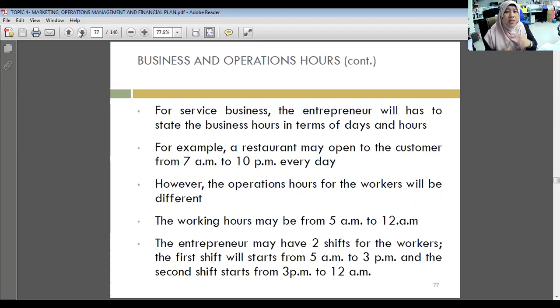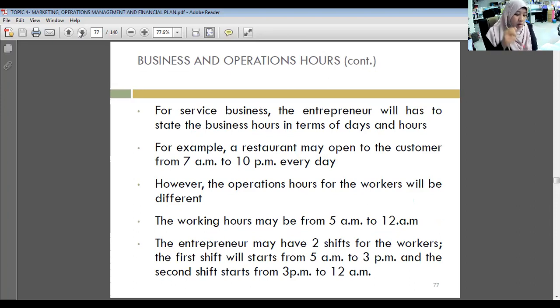Okay, so for the business and operation hours, for the service business, the entrepreneurs will have to state the business hours in terms of the days and also hours. For example, a restaurant may open to the customer from 7 a.m. to 10 p.m. every day. Mostly the restaurant will put in front of the restaurant its operational hours, the business hours. However, the operation hours for the workers will be different.